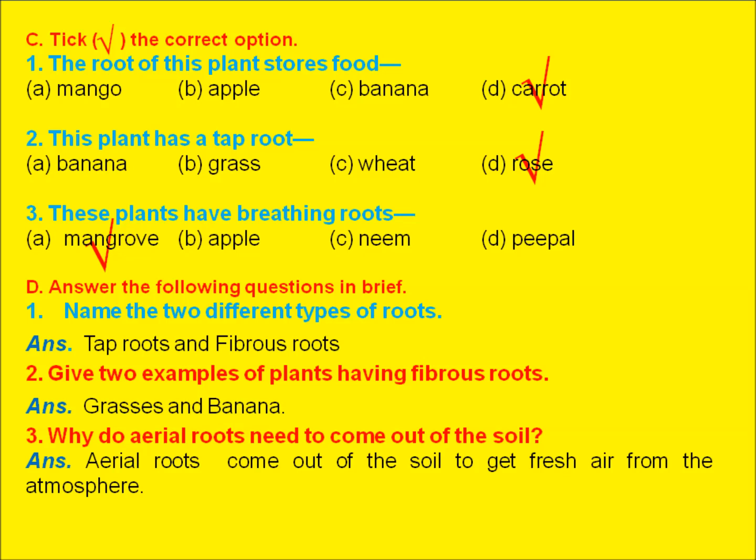Next one, why do aerial roots need to come out of the soil? Yes, aerial roots come out of the soil to get fresh air from the atmosphere.